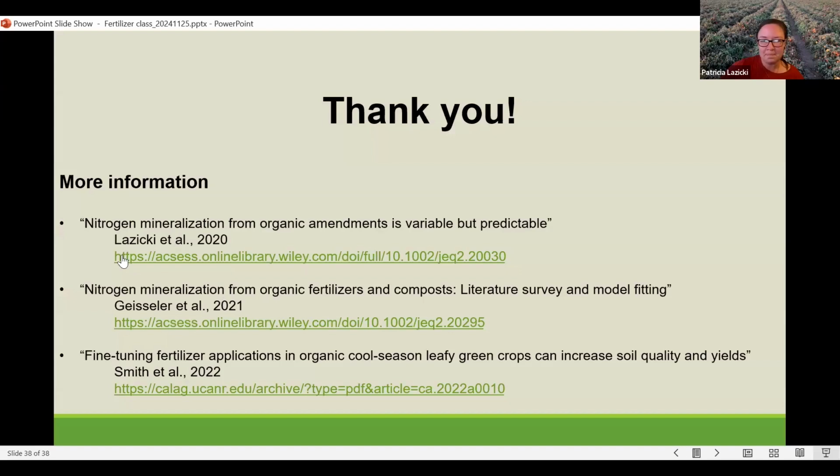And just wanted to give you, in case anybody is interested, the papers that this data is based on. So this is the one that we mentioned a lot with all of the data from the incubation. The second one has the modeling that goes into the calculator. And then the last one is Richard Smith's paper, which part of it is looking at that placement. So yeah, thanks very much.